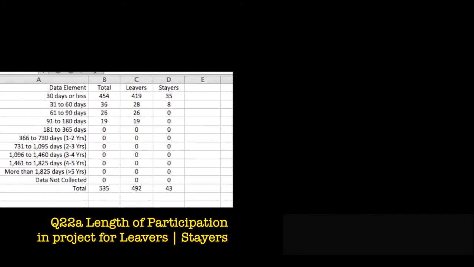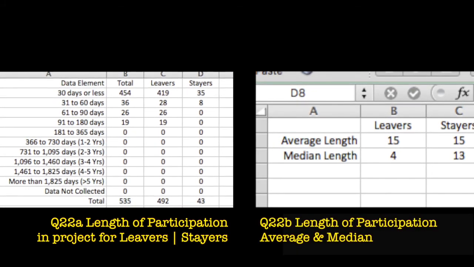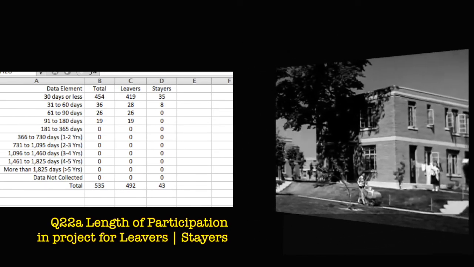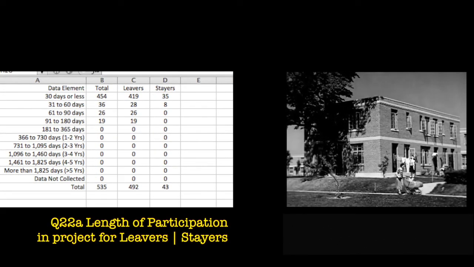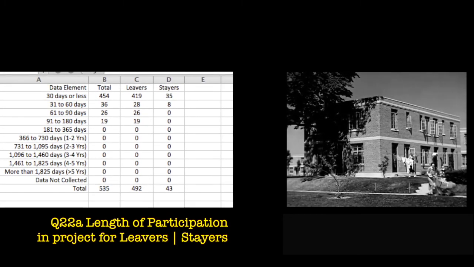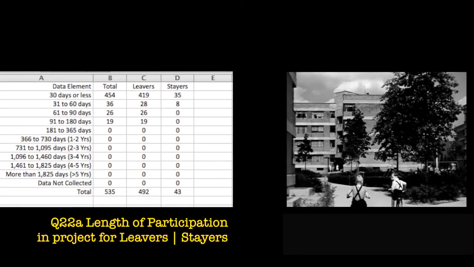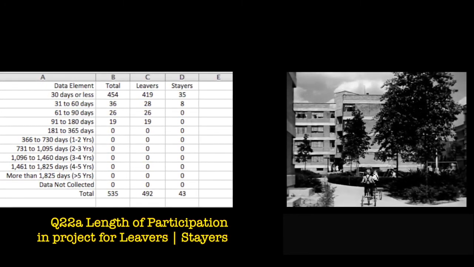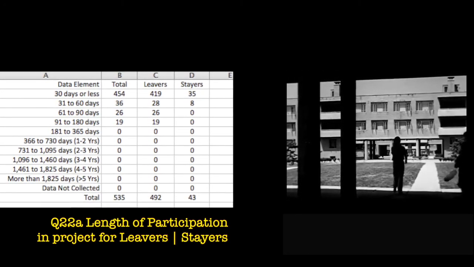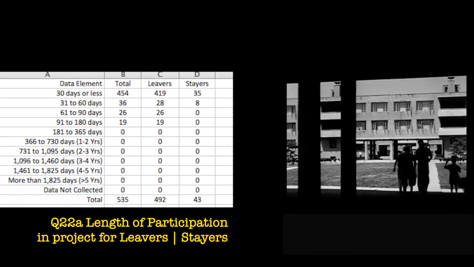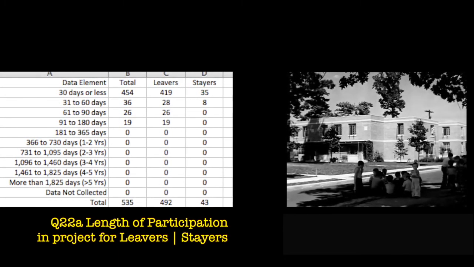Question 22A1 and 22B describe how long a client has remained in the project. For rapid rehousing projects, it's best if most clients remain in the project for 90 days or less, though of course it's okay to provide clients assistance in rapid rehousing for up to 2 years. For permanent supportive housing, it's best if clients stay in the project for a year or more. Although clients are welcome to enter and exit as they please, it demonstrates that the project is high performing when clients stay in the project for a longer length of time.